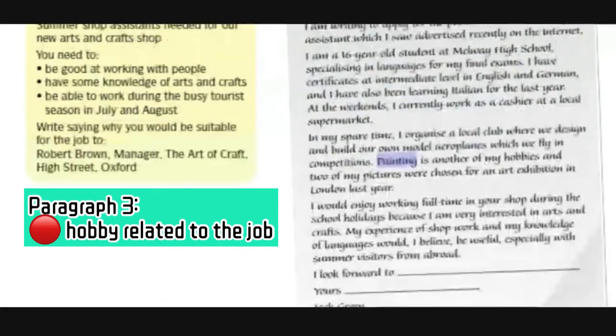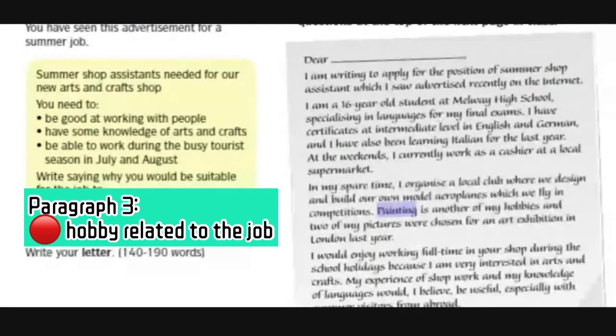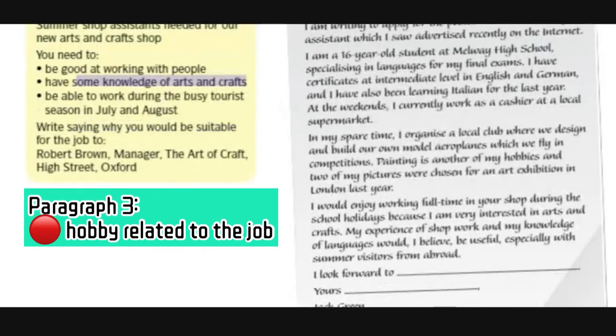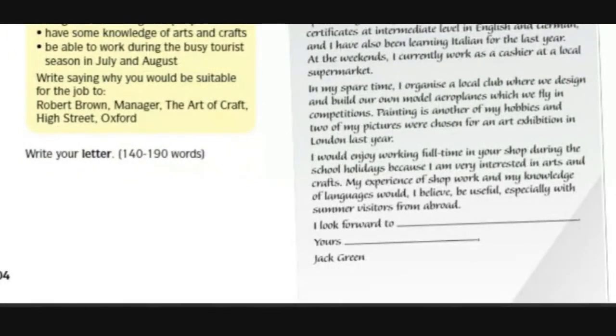Okay, why is this important? Because the job she is applying for needs her to have knowledge of arts and craft, right? So her hobby shows that she has knowledge of arts and craft. Understand? Okay. So you have to relate your hobby to the job that you are applying for. Okay. Last one. I would enjoy working full-time in your shop during the school holidays because I'm very interested in arts and craft. My experience of shop work and my knowledge of languages would, I believe, be useful, especially with summer visitors from abroad. Okay.